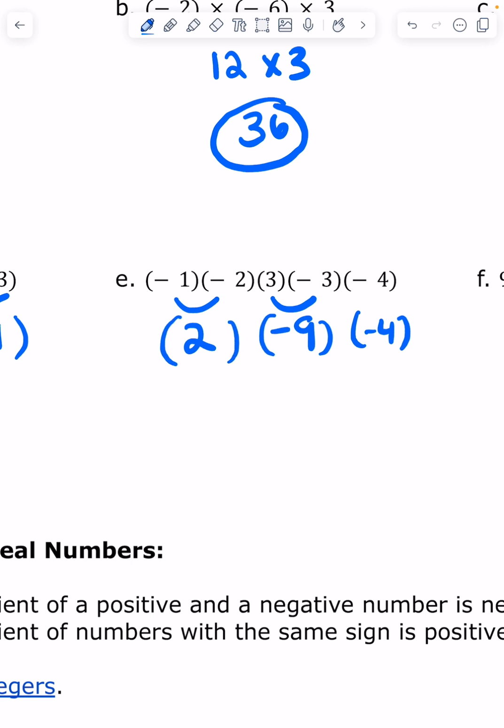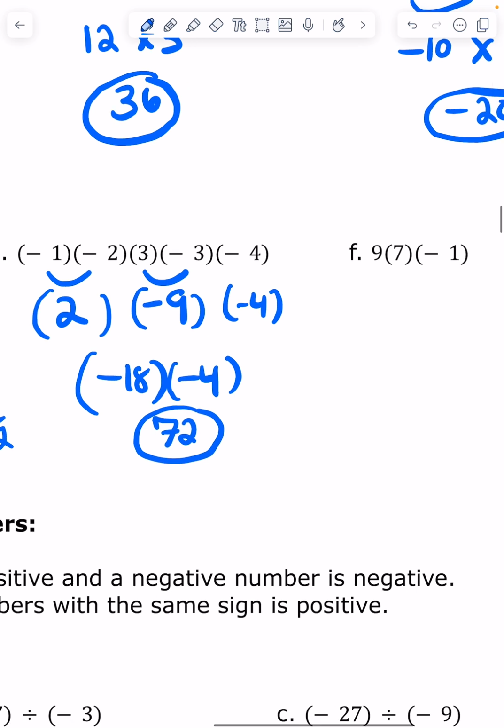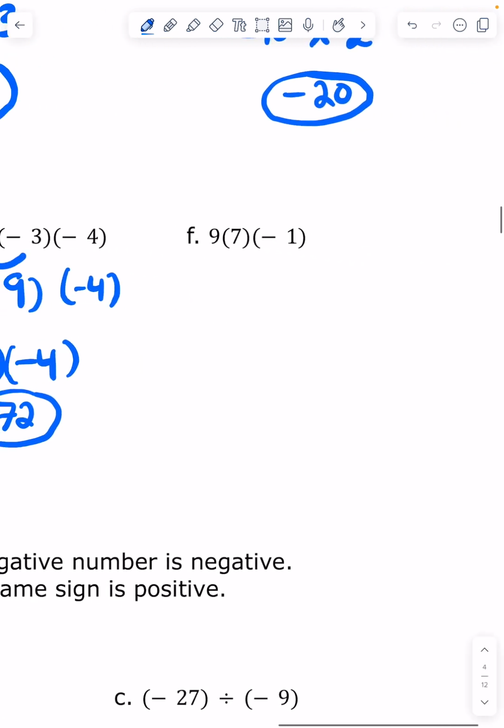2 times negative 9 is negative 18, and then negative 18 times negative 4 I know is going to be positive, and I don't know what that is, so I'm just going to multiply it on the side here. 8 times 4, 32. 1 times 4 is 4, plus 3 is 7, so 72, positive 72. F, 9 times 7 is 63, and then if I multiply that by negative 1, I get negative 63.